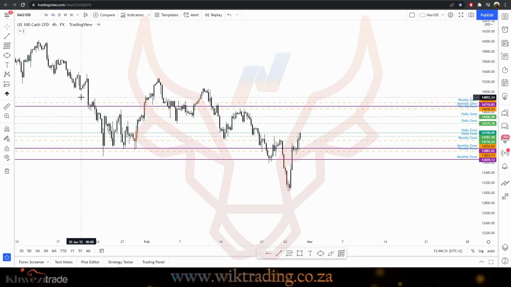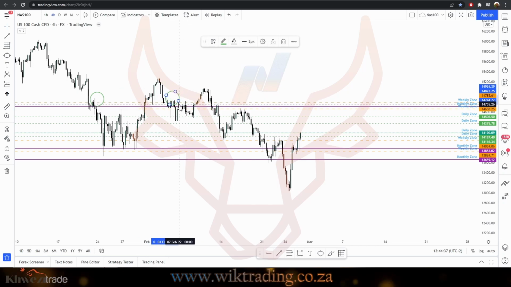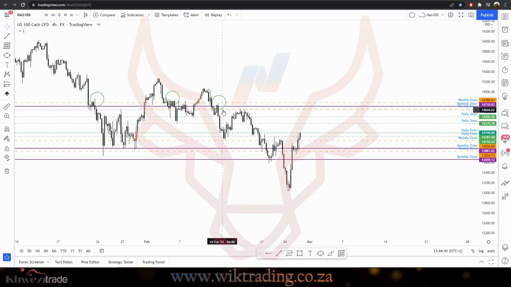Okay, so we can look at this area here. We just switch off. Okay, there we can look at this specific area here. You can see that weekly zone played out quite nice there. This weekly zone played out nice there. This weekly and monthly zone played out nice there. This weekly zone played out nice there.